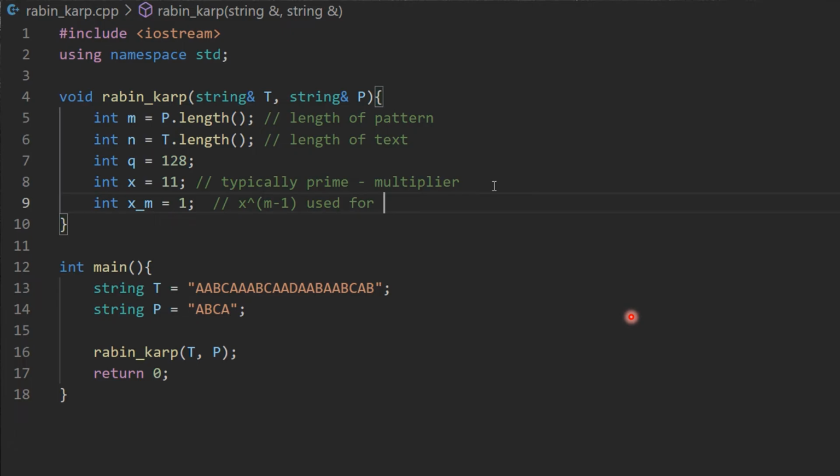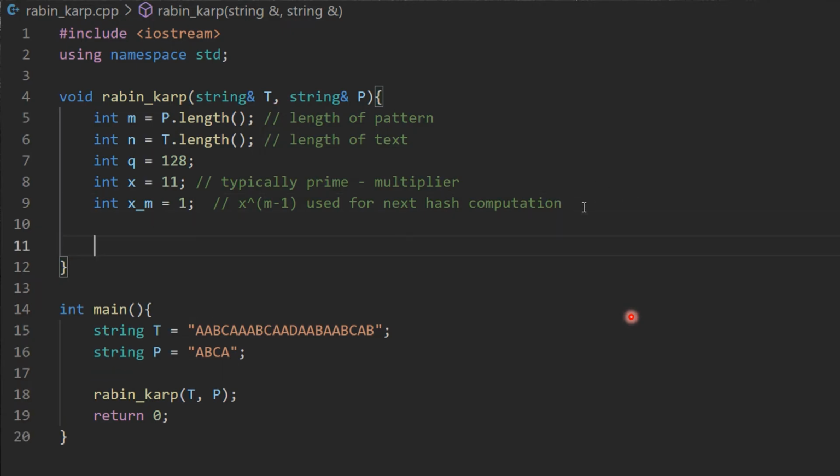So this will be used for the next hash. We have to subtract this quantity multiplied by the character which is going out of the window. So we can calculate this xm. We have to multiply x, m minus 1 times, and we will keep taking modulo so that it remains within some range.